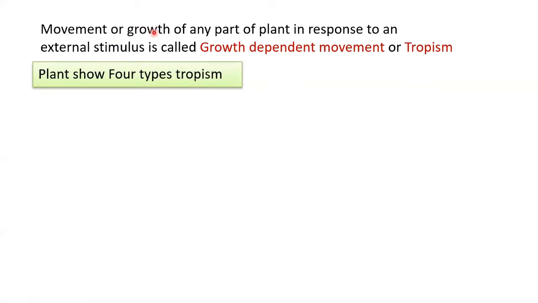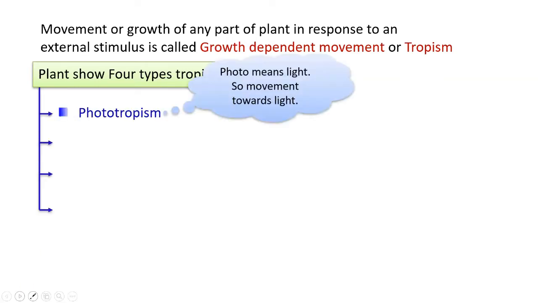We are already at the definition. So plants show 4 types of tropism. How many types of tropism are there? 4 types of tropism. What is tropism? I want you to remember it well. Tropism is nothing but another word for growth dependent movement, so please don't get confused by that. There are 4 types of tropism. What are they? The first one is phototropism.